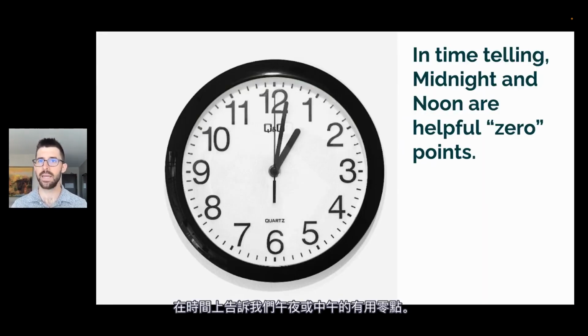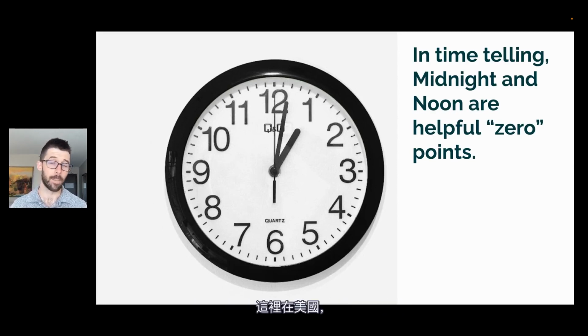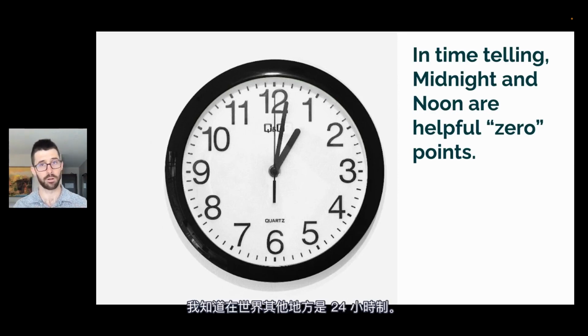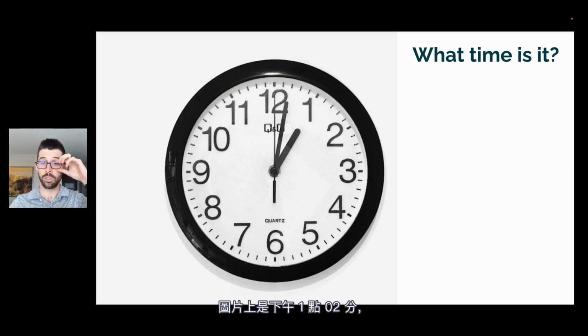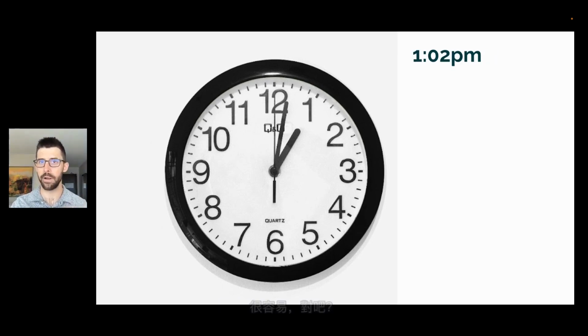In time telling, midnight or noon are helpful 0 points. So here in America, we use two 12-hour blocks. I know in other parts of the world, it's a 24-hour clock. So if we were to ask, what time is it on this clock in the picture? It is 1:02 p.m. Easy, right?